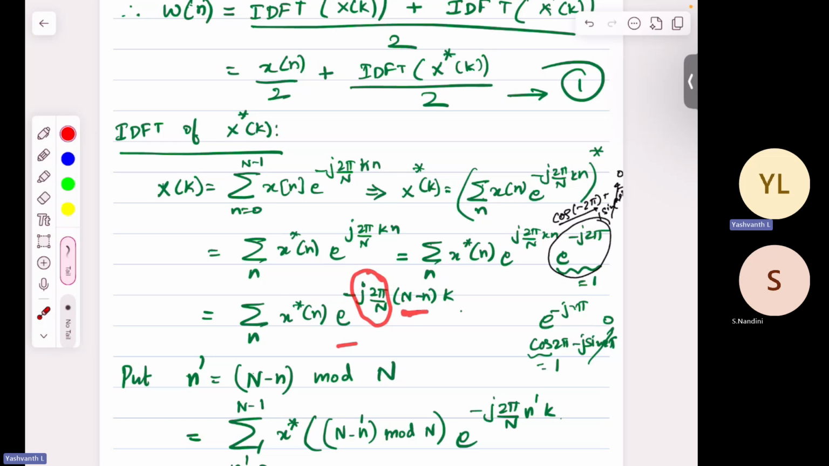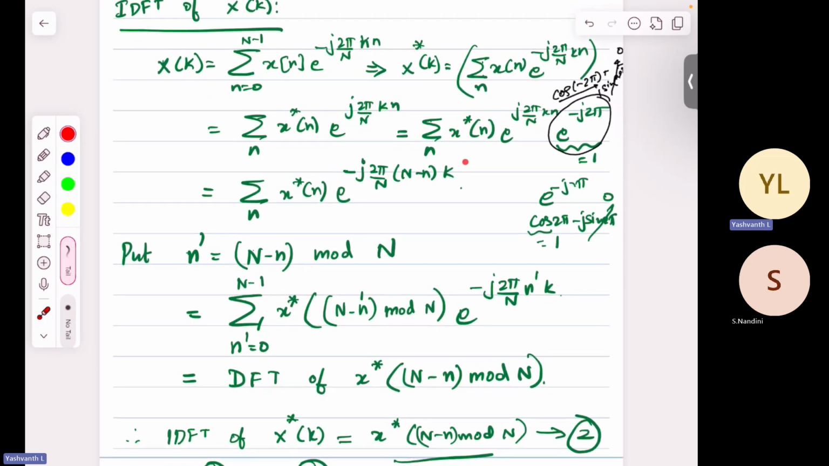So what you will get is summation over n x conjugate of n into e power minus j 2 pi by capital N into capital N minus n. Why? Because this minus j 2 pi doesn't have capital N. Therefore, multiply and divide by capital N. Okay, so that this N and N get cancelled, you'll get the second term here. The 2 pi by capital N into minus n will be the first term here, into k. Now what I will do, I'll do a variable substitution. n dash is defined as N minus n mod N. Okay, it's a variable substitution.